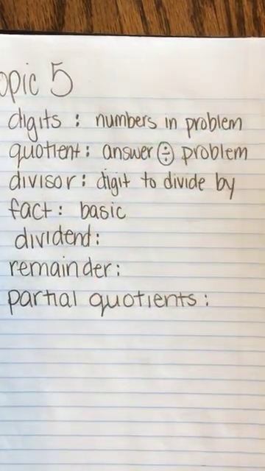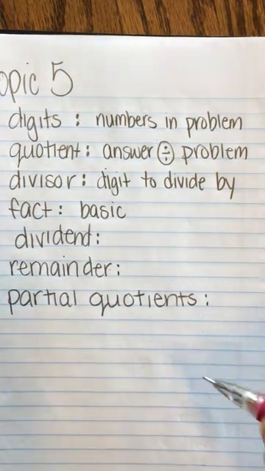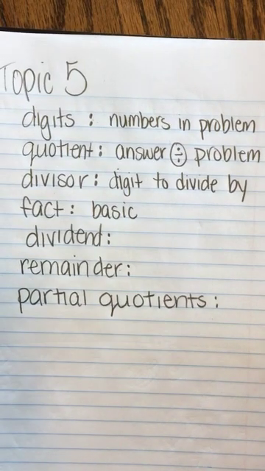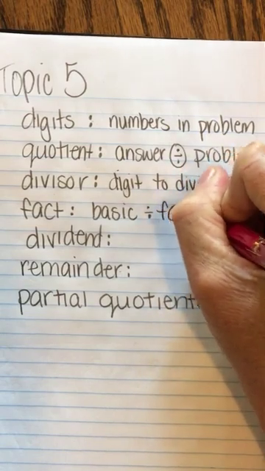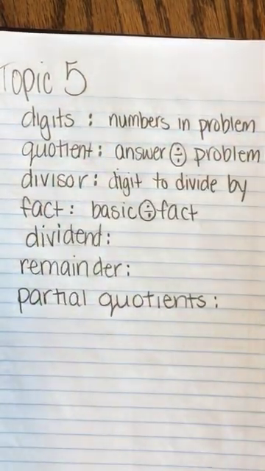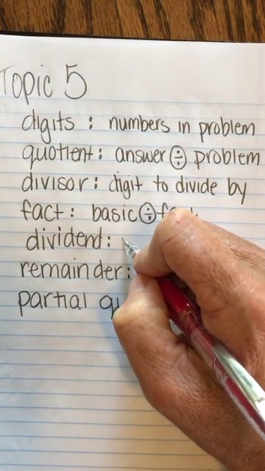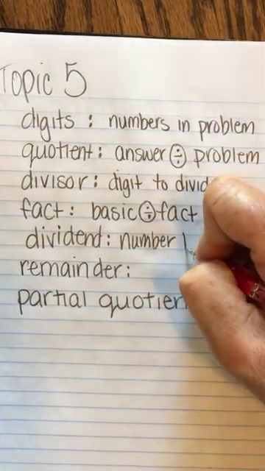It could also be your basic multiplication fact, subtraction fact, or addition fact, but we're dealing with division in topic 5, so it's going to be your basic division fact. Your dividend is the number being divided.